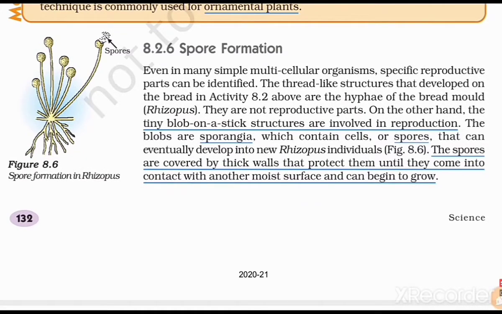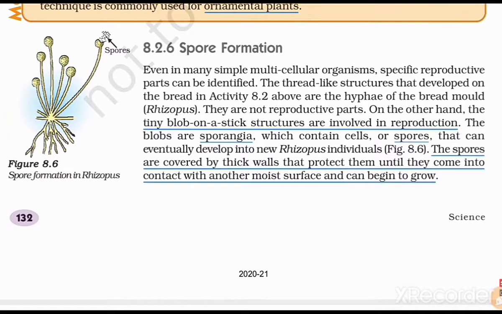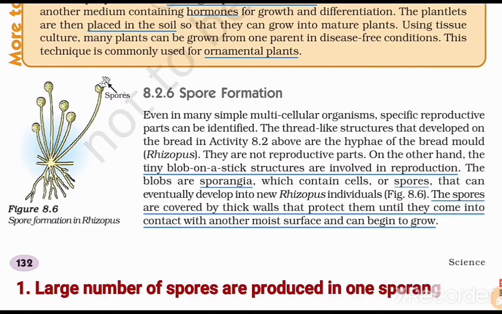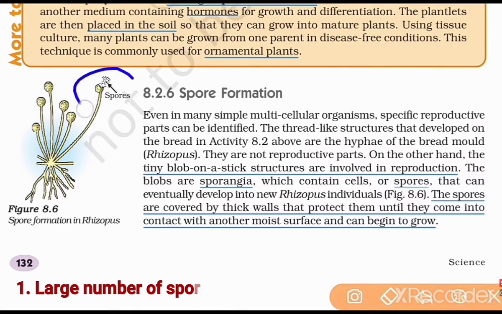Okay, here the question arises: what are the advantages of spore formation? One of the most advantageous points is that it can grow in the most favorable condition. The first advantage: a large number of spores are produced in one sporangium. It is a bob-like structure, and it produces the spores. This is one important point.